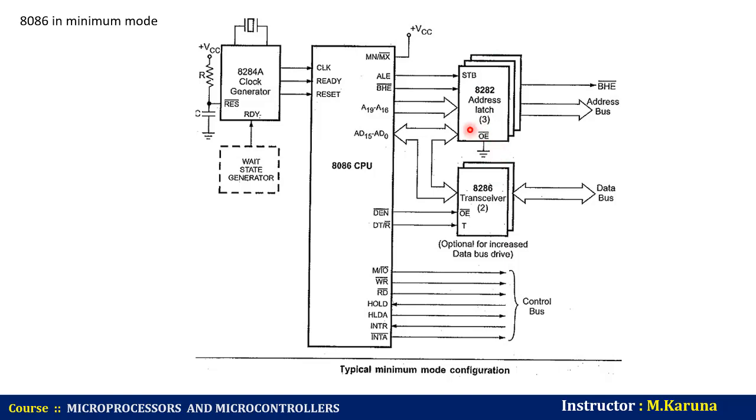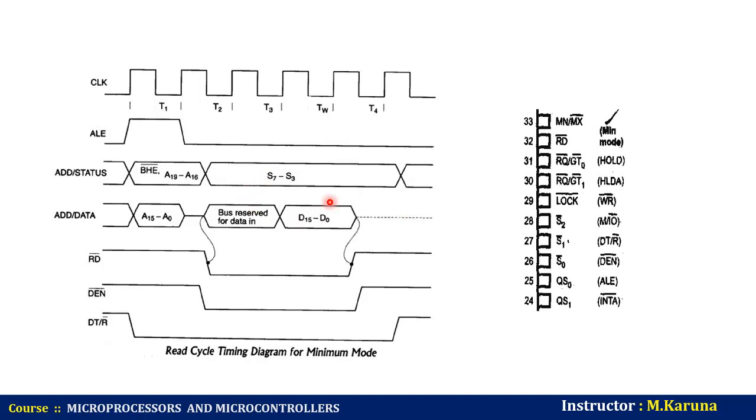The working of the minimum mode configuration system can be described in terms of the timing diagram. The timing diagram can be categorized into two parts: the timing diagram for the read cycle and the timing diagram for the write cycle. Before discussing this timing diagram, first you should know about the bus. A set of conductors used for communicating information between the components in a computer system is called a bus.